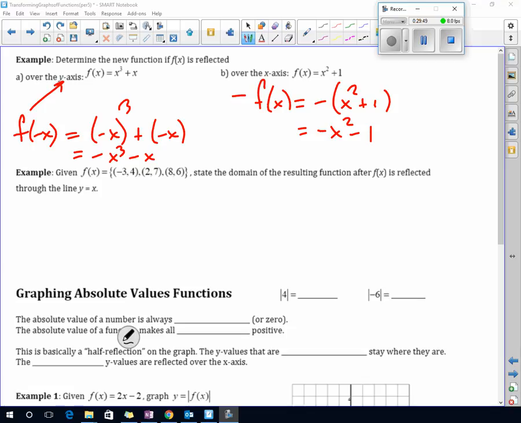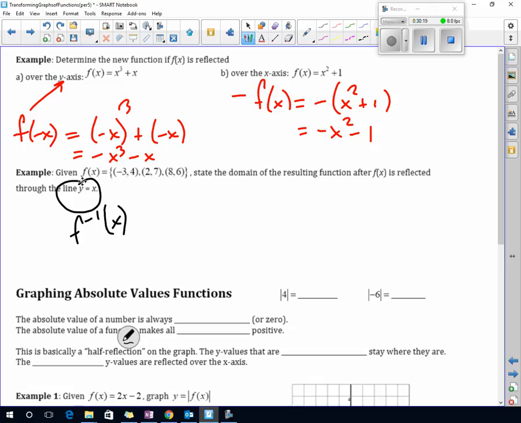Anyways, given this function, state the domain of the resulting function after f of x is reflected through the y equals x line. Does anybody remember what kind of reflection that is? Inverse function, right? This means it's the inverse function. And what do we know about the inverse function? It's a reflection over this diagonal. If we have an old point (x, y), it becomes (y, x).